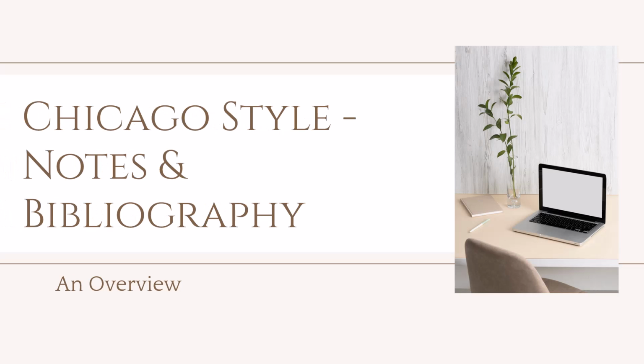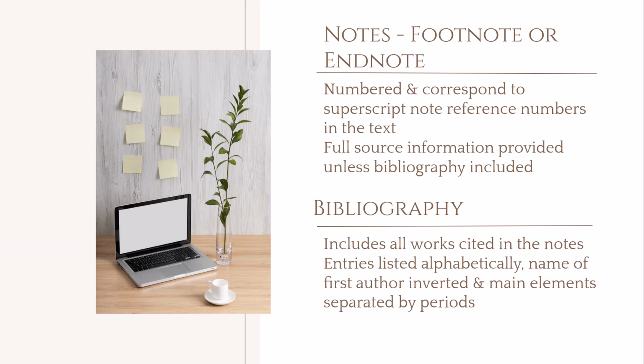This video will provide an overview on how to format sources for notes and bibliography following the Chicago Manual of Style. This system includes notes, whether footnote or endnote, which are usually numbered and correspond to a superscript note number in the text. Since the source information is somewhat removed from the text narration, it provides the reader with a more streamlined reading experience while still providing indicators or information about the original source.